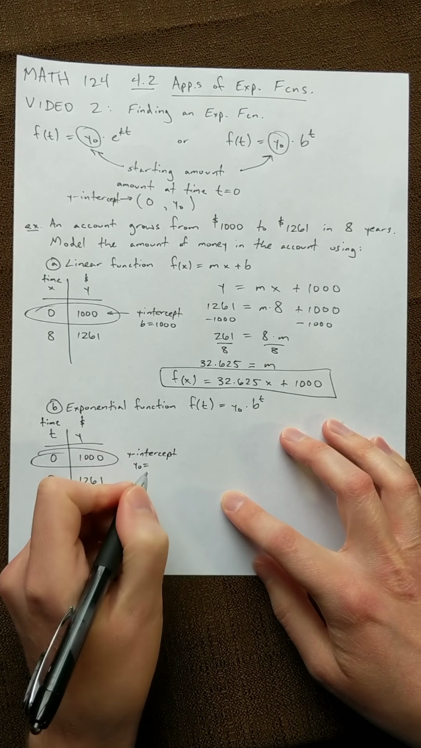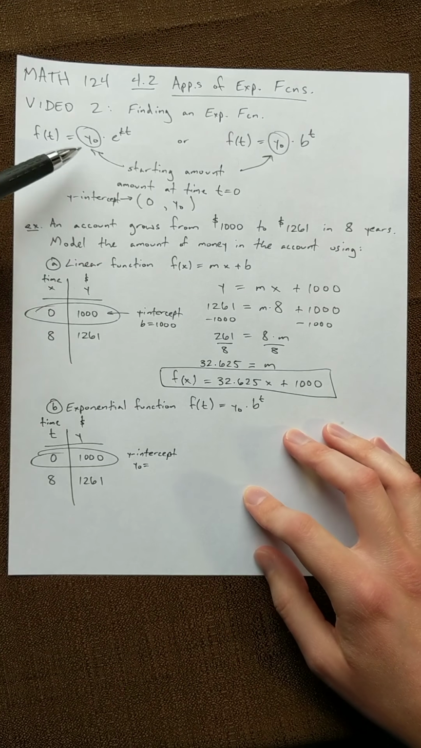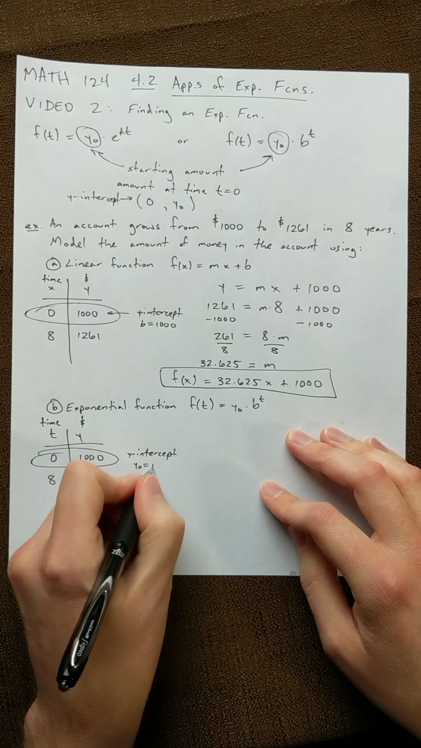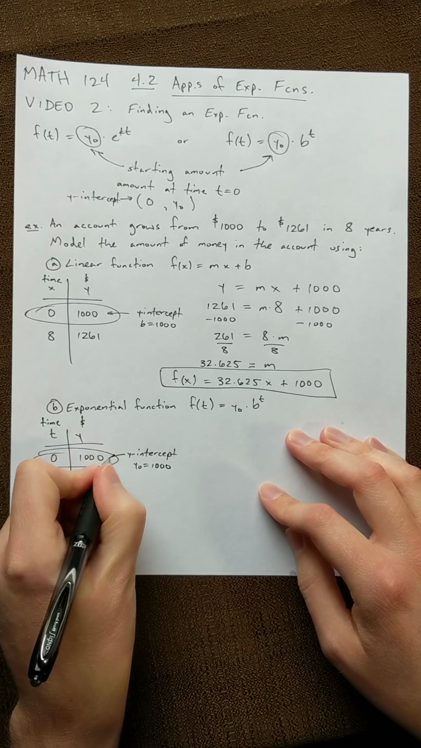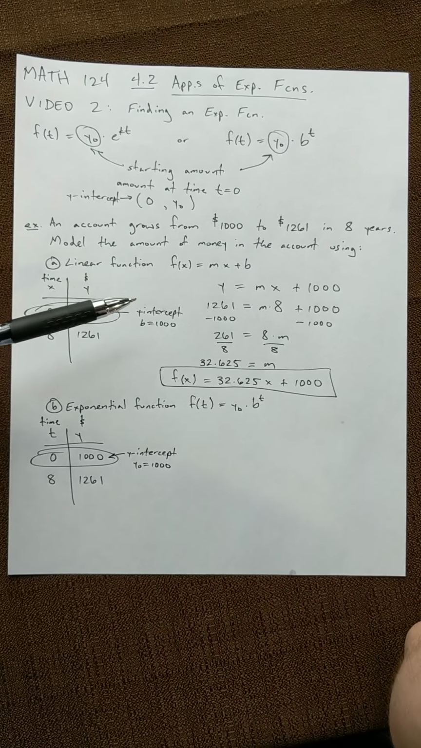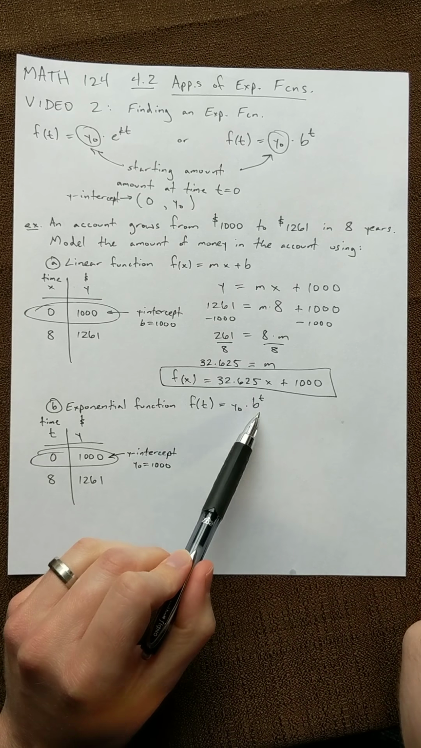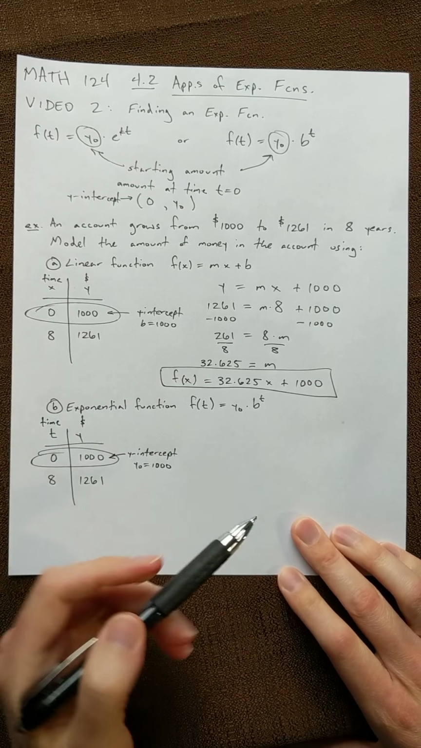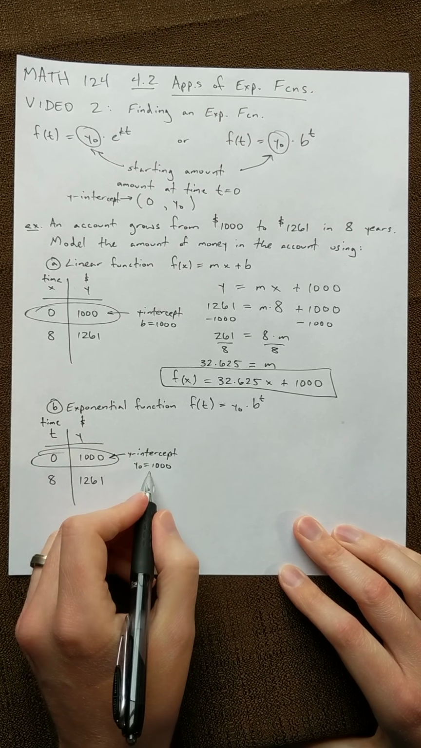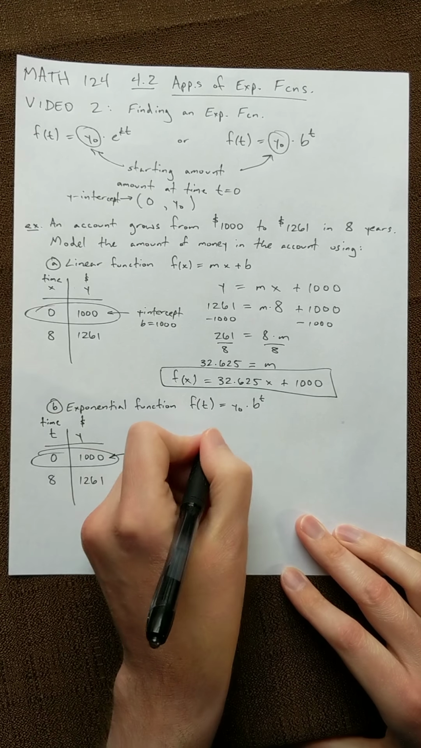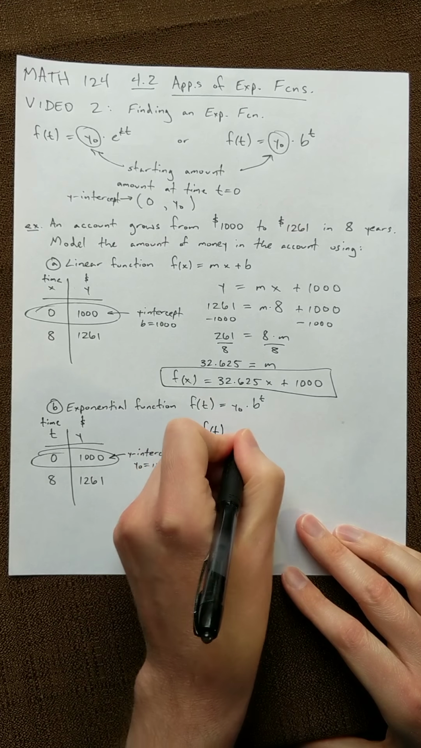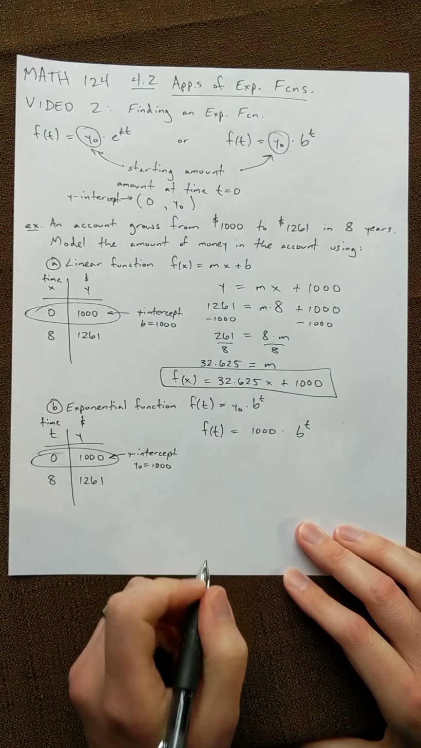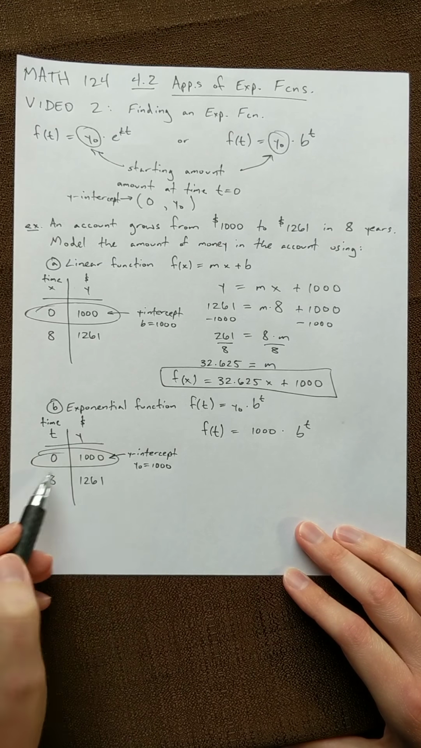Which we said the y-intercept of an exponential is your starting amount, and so that's always going to be your y0. So it's a little bit different here. Before b was the y-intercept, now b is specifically the number that is not the y-intercept. So be a little careful with that. Okay, so our y-intercept is y naught in this case, so f of t is going to be 1000 times b to the t.